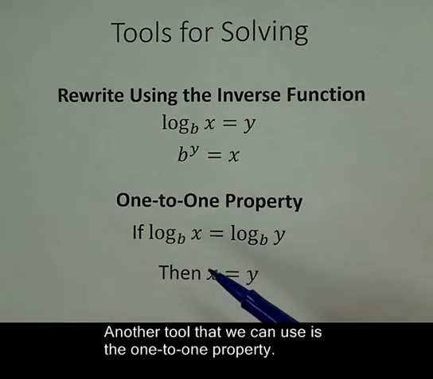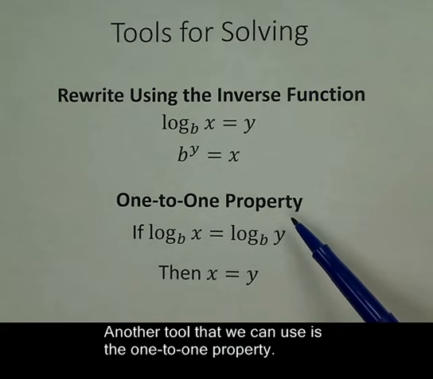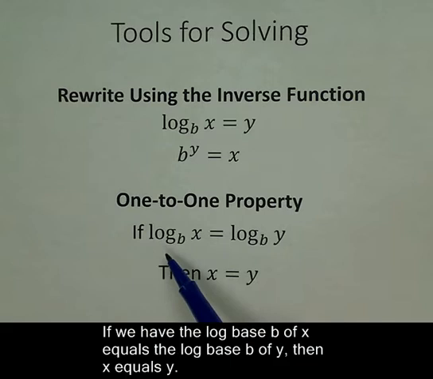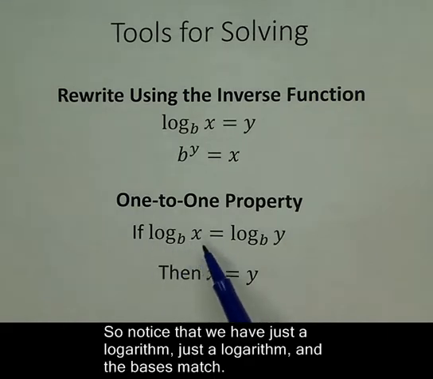Another tool that we can use is the one-to-one property. And this one is for a very specific case. If we have the log base b of x equals the log base b of y, then x equals y. So notice that we have just a logarithm on each side, and the bases match.